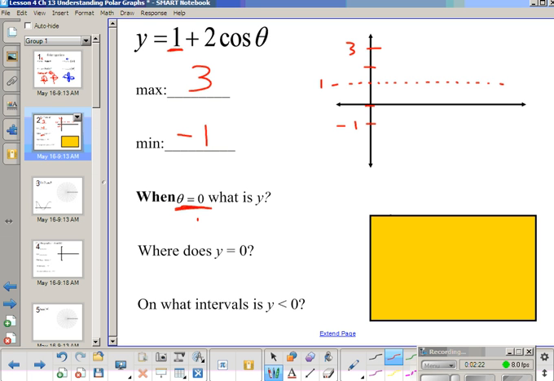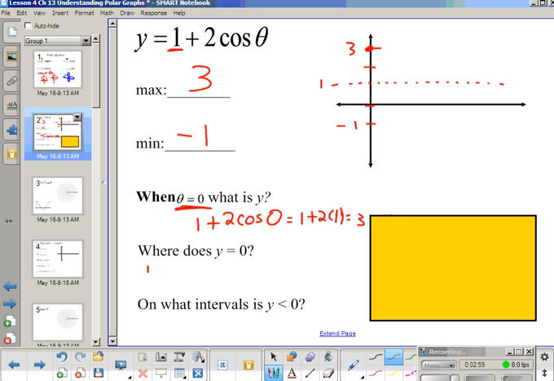Well, if theta is 0, I have 1 plus 2 cosine of 0. And you should know from your trig exact values that cosine of 0 is 1. So we have 1 plus 2 times 1, which is 1 plus 2, or 3. So at theta is 0, our y value is 3, and we are right up here at the very top of this graph. Then I want to know, where does y equal 0? So when am I crossing the x-axis?